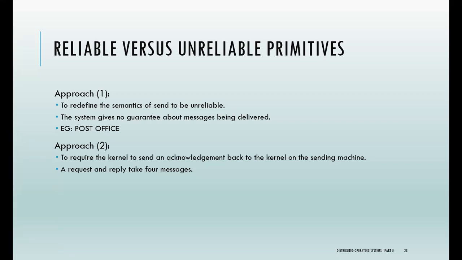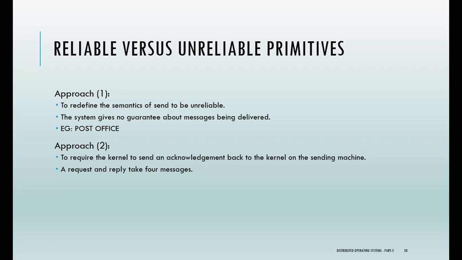The first one is just to redefine the semantics of send to be unreliable. The system gives no guarantee about messages being delivered. Implementing reliable communication is entirely up to the users. The post office works this way. When you drop a letter in a letter box, the post office does its best to deliver it, but it promises nothing.